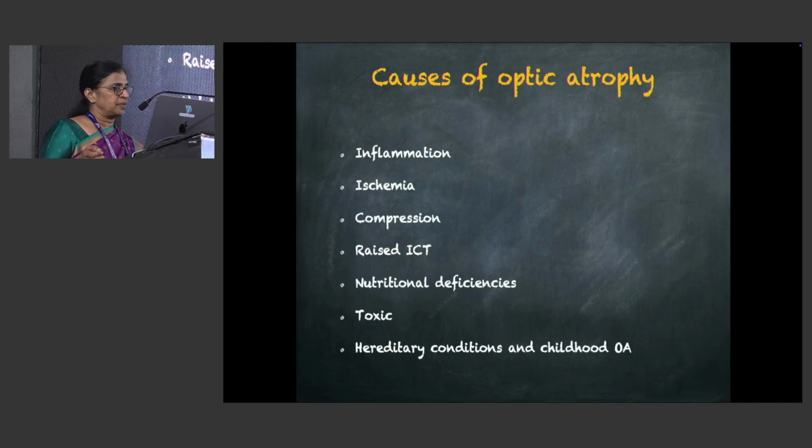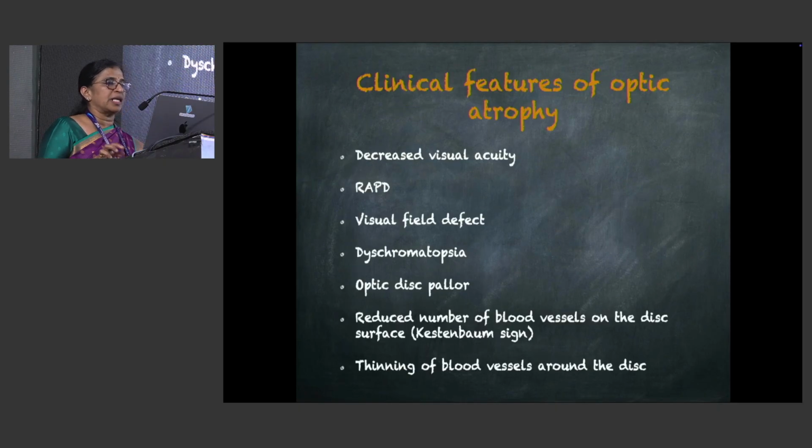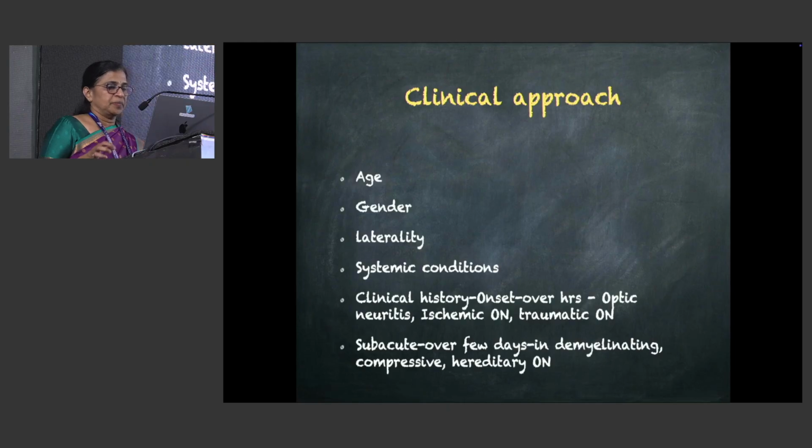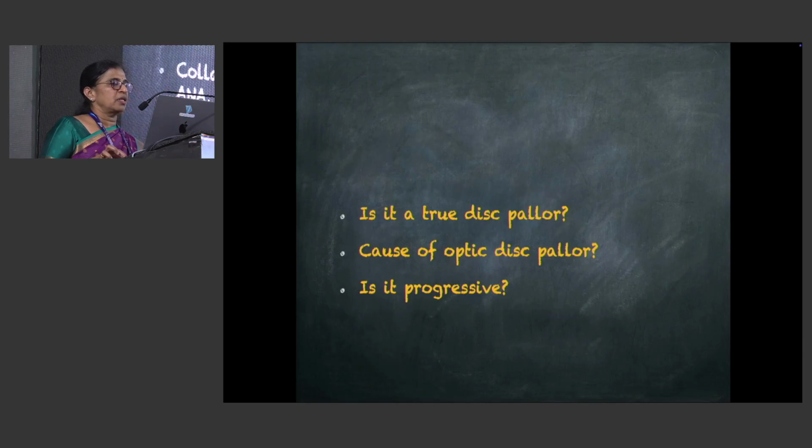So causes of optic atrophy can be inflammation, ischemia, compression, or raised ICT, or nutritional deficiency, or toxic optic neuropathy, or hereditary conditions in childhood optic atrophy. It can be either bilateral or unilateral. So with detailed clinical examination and history taking, we can come to a conclusion and we can manage.